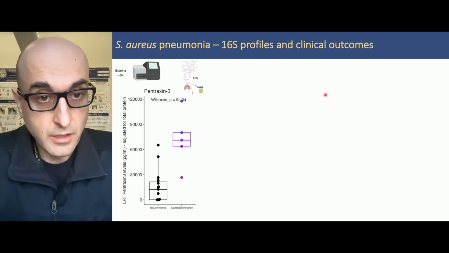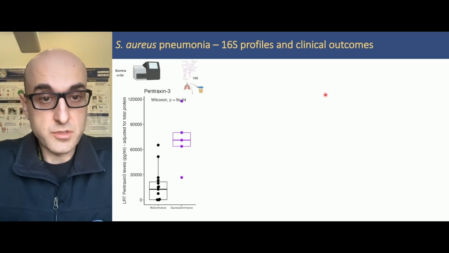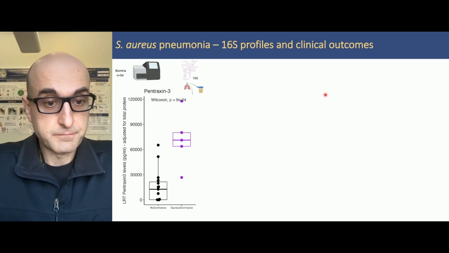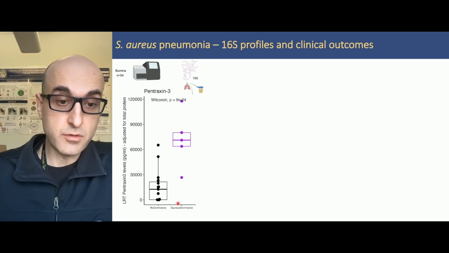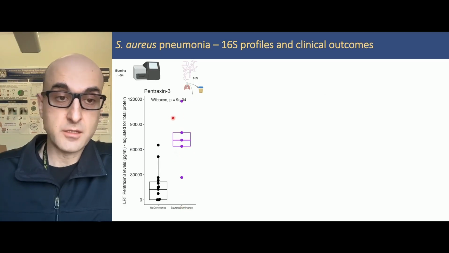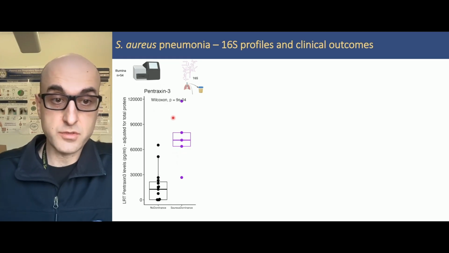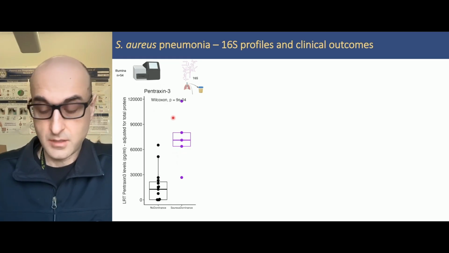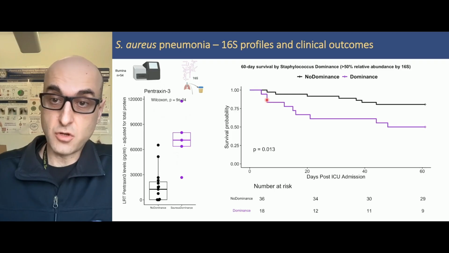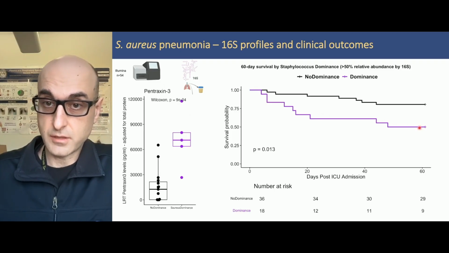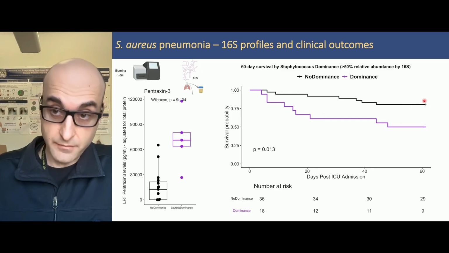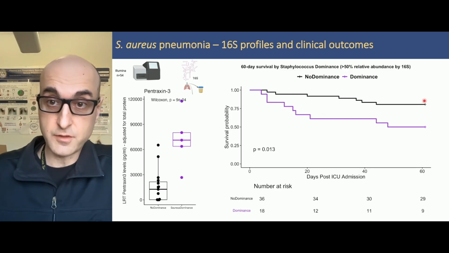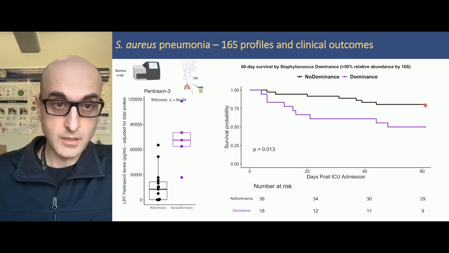We also looked at those research biospecimens for host response biomarkers of this infection. We found that cases with Staph aureus dominance, more than 50% relative abundance, had remarkably higher levels of pentraxin-3, a CRP-like molecule that signifies a response to bacterial infections. And finally, we found that patients that had dominance of Staphylococcus had markedly worse 60-day survival compared to those patients that had Staph aureus pneumonia clinically, but less than 50% relative abundance.